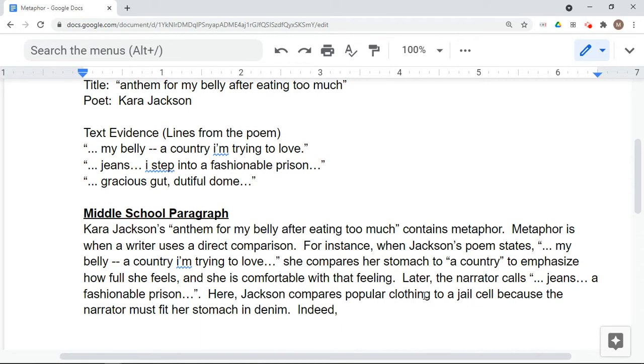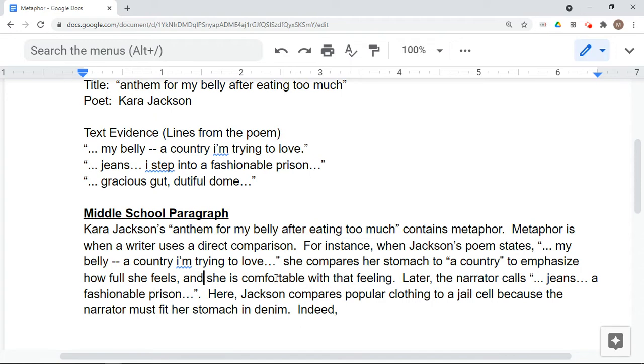Ladies and gentlemen, Kara Jackson's Anthem for My Belly After Eating Too Much contains metaphor. Metaphor is when a writer uses a direct comparison. For instance, when Jackson's poem states, "My belly, a country I'm trying to love," she compares her stomach to a country to emphasize how full she feels. And she is comfortable with that feeling.